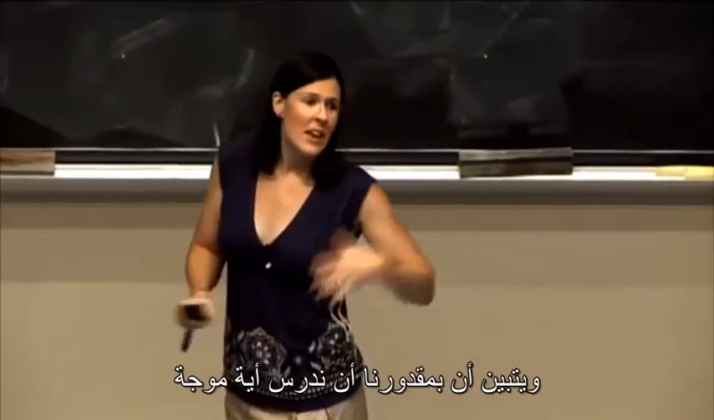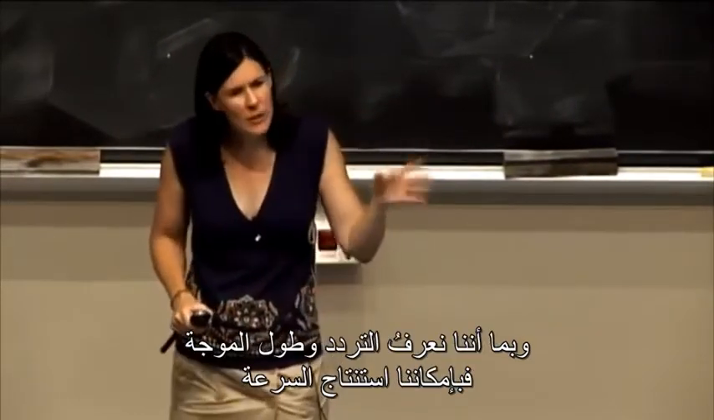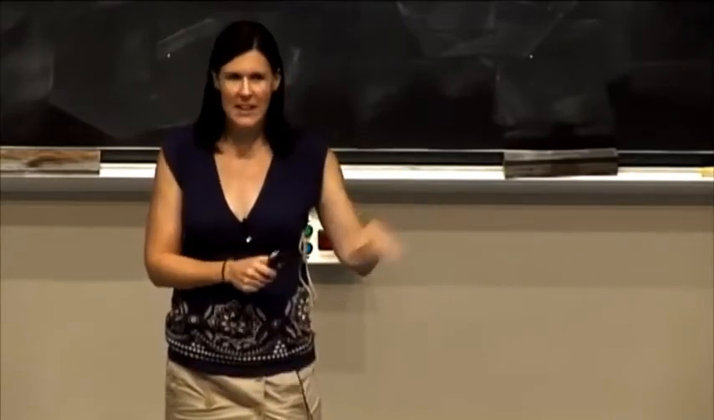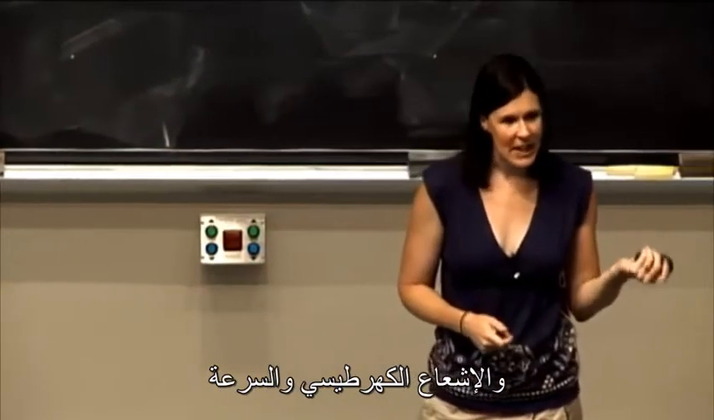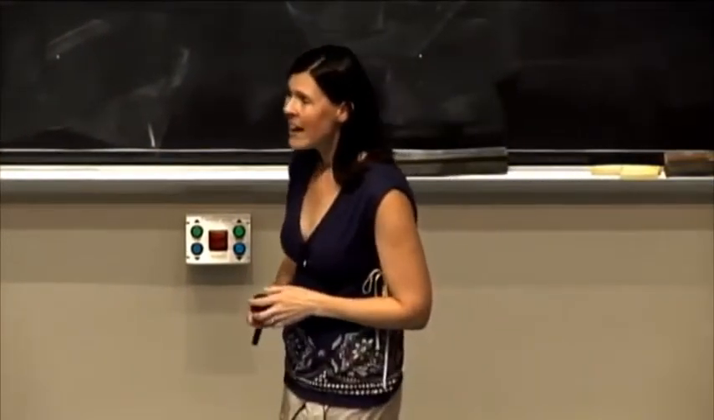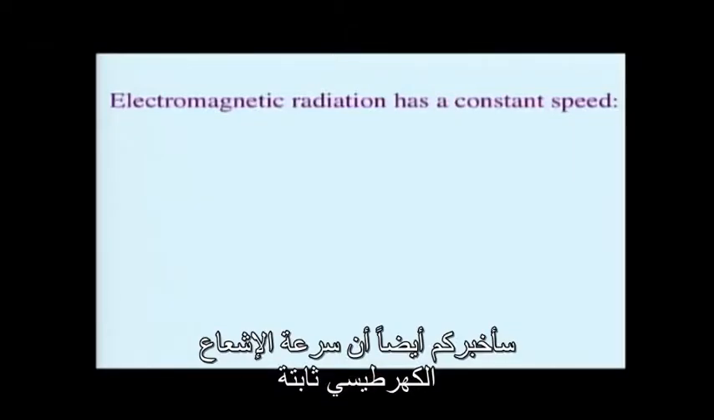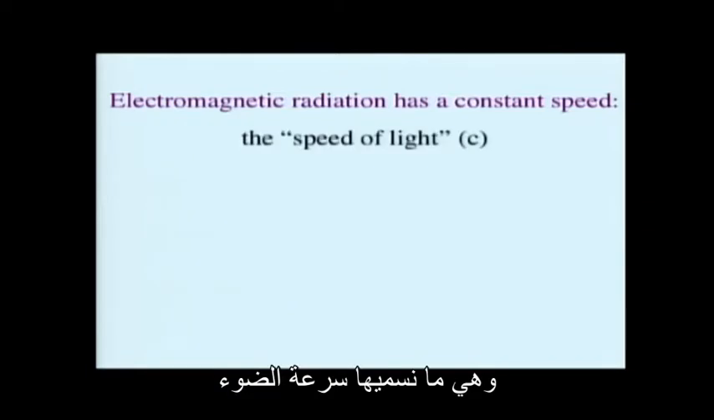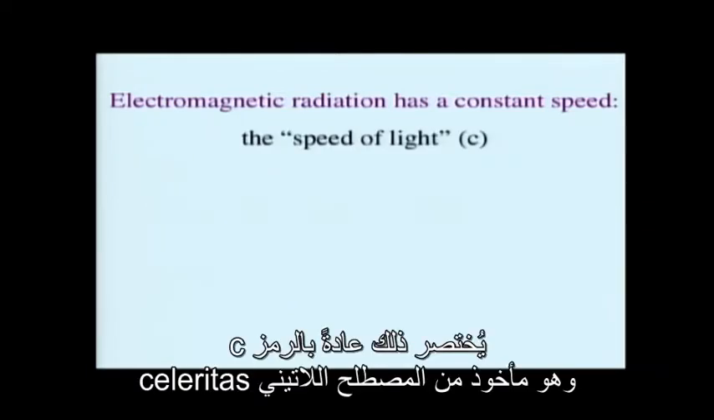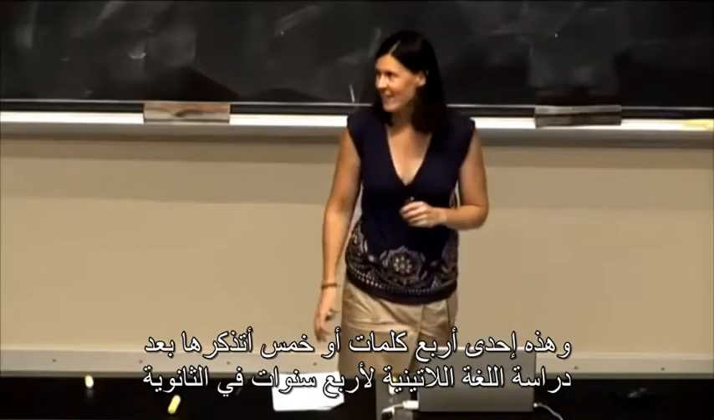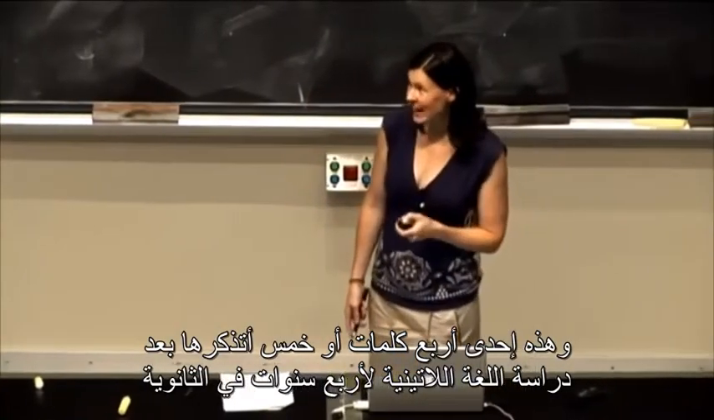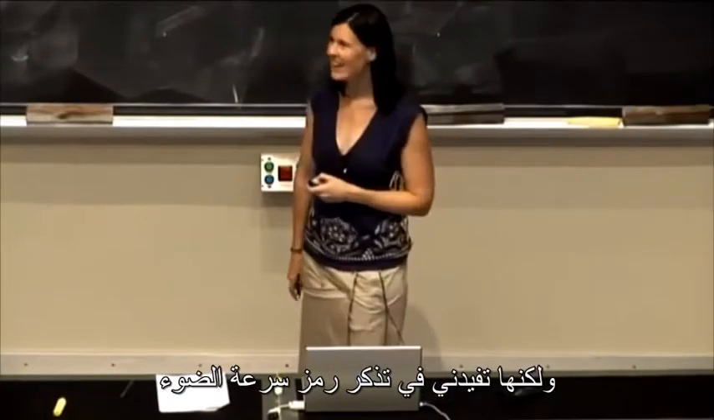And it turns out that we could take any wave, and as long as we know the frequency and the wavelength, we'll be able to figure out the speed. But of course, there's something very special about electromagnetic waves, electromagnetic radiation, and the speed. And it's not really surprising for me to tell you that electromagnetic radiation has a constant speed, and that speed is what we call the speed of light. And typically, we abbreviate that as c. And that's from the Latin term celeritas, which means speed in Latin. That's one of 4 or 5 Latin words I remember from 4 years of high school Latin, but it comes in handy to remember speed of light.